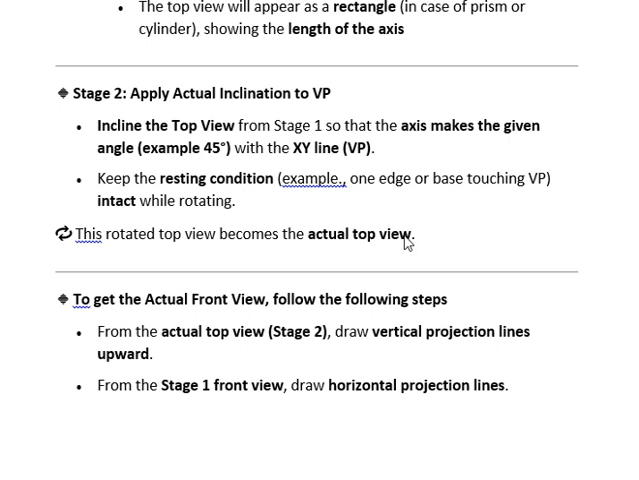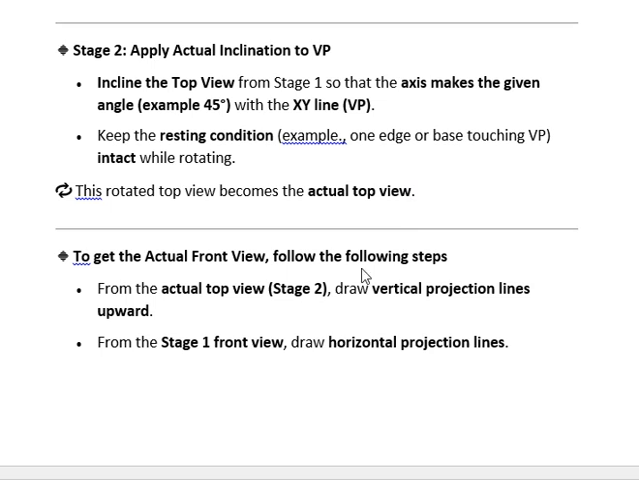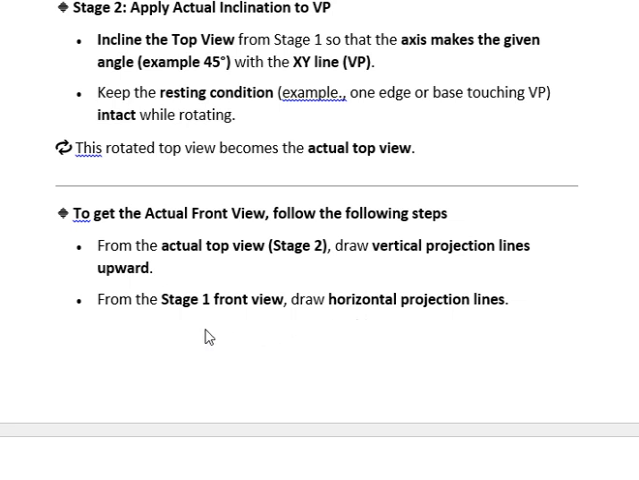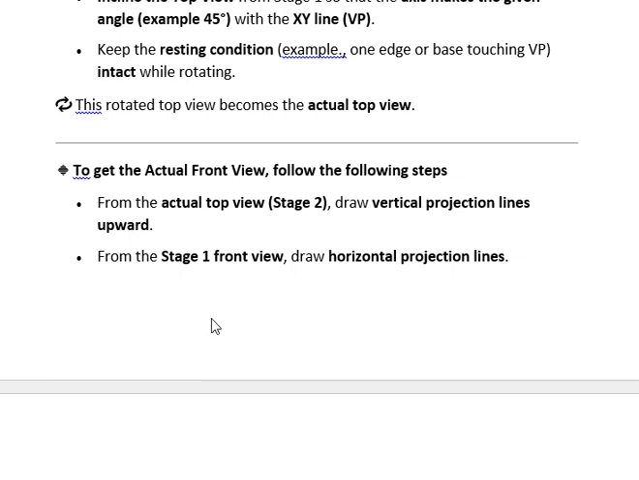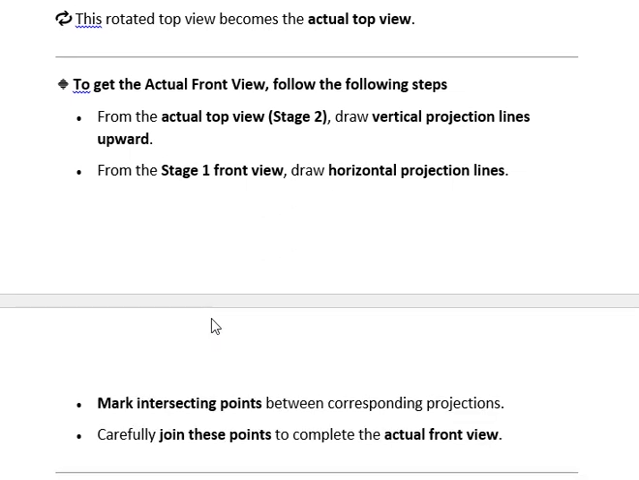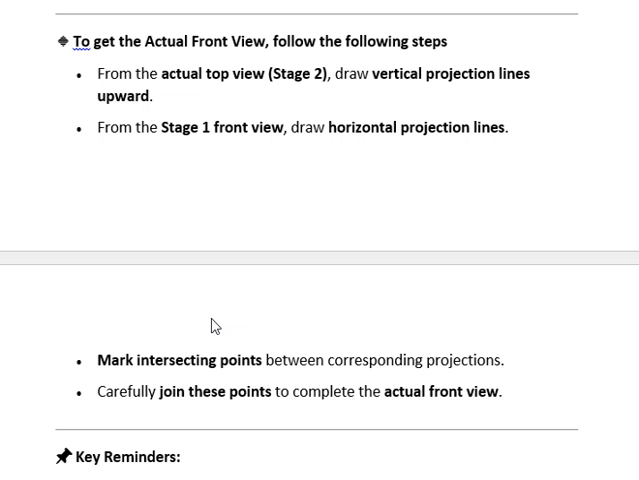In the second stage, the rotated top view is the actual top view for the given problem. Then to get the actual front view, from the actual top view, stage 2, we have to draw vertical projection lines upward. Then from the stage 1 front view, draw horizontal projection lines. Then mark the intersecting points.